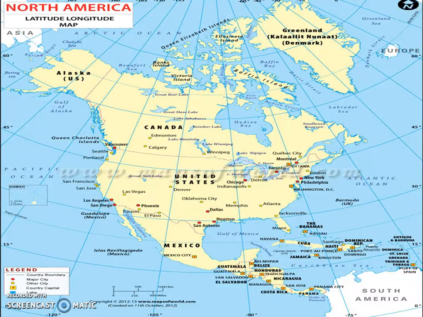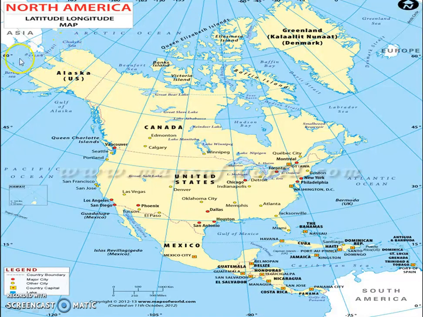On the western side of North America, basically we are referring to the whole continent, you find the Pacific Ocean. And do you know which country this one is? This is Russia. So you can also say that USA and Russia are neighboring countries, isn't it? Alaska is part of USA and this is Russia, so they are neighboring countries here.